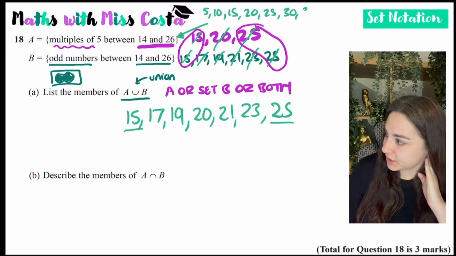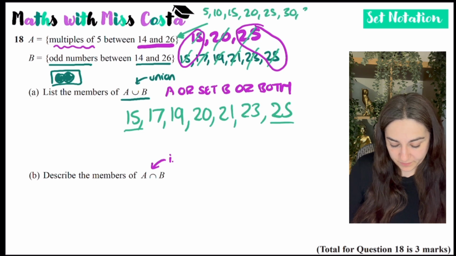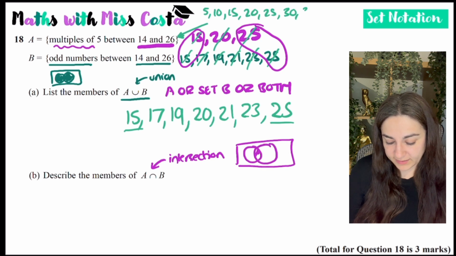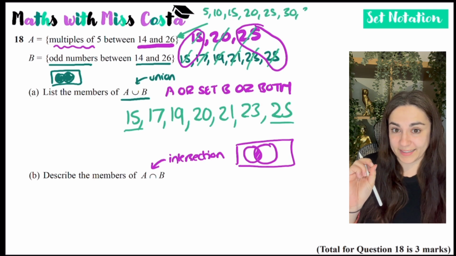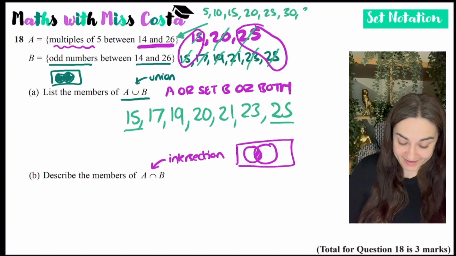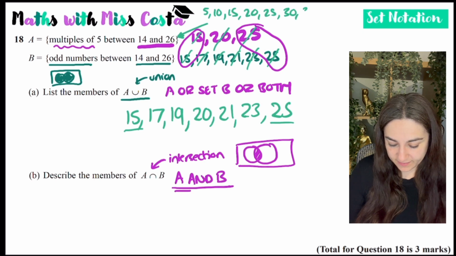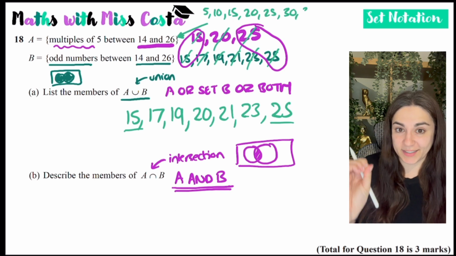Then I'm told to describe the members of A, and this sort of thing is the intersection, which if I had a Venn diagram and I've sorted my numbers out, it's just the things that are in A and B, literally the things that appear in both A and in B. So the members that are in set A and B. So that selection is a lot smaller.